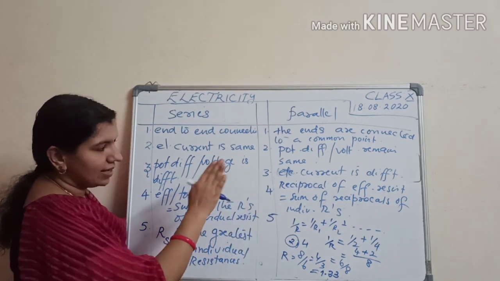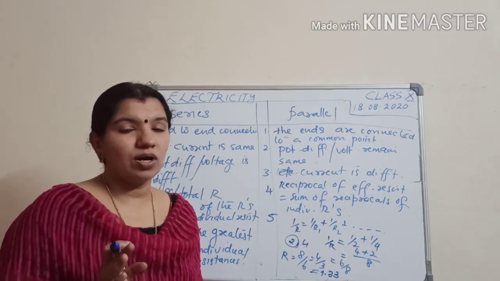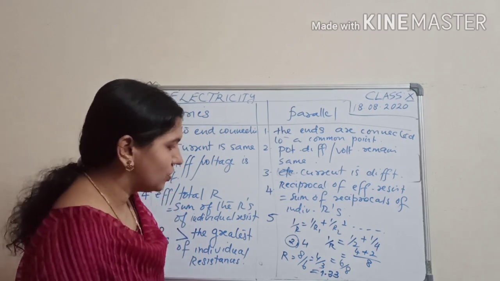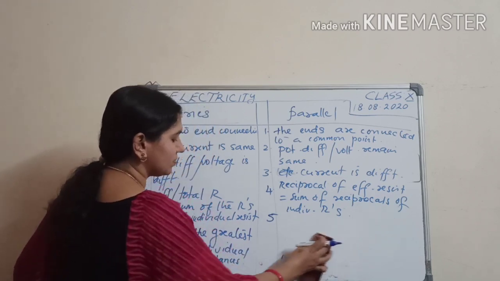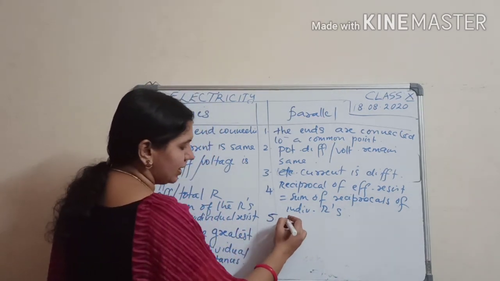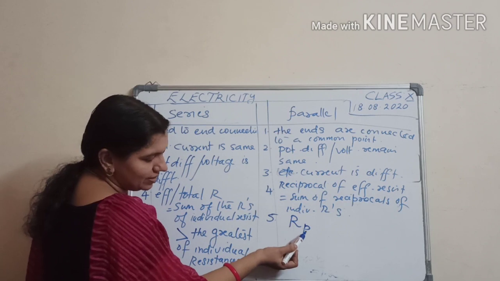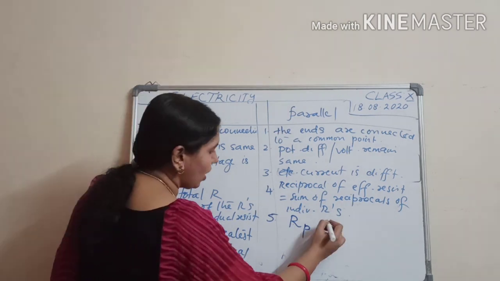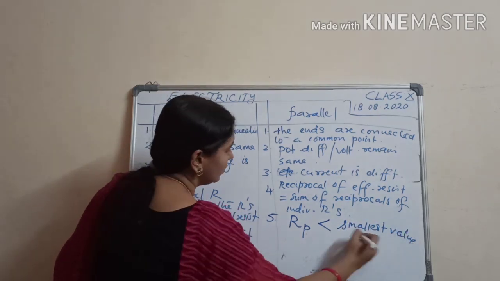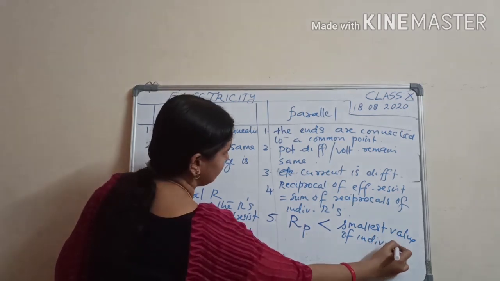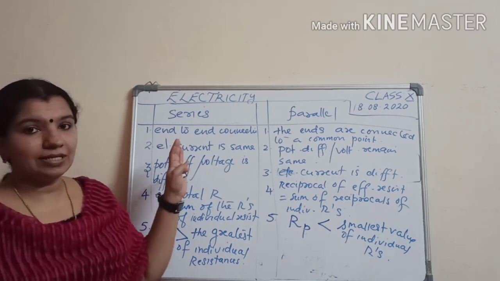That is, always in the case of parallel combination, the effective resistance will be smaller than the smallest of the individual resistances. Okay, so we can write that point also. In the case of parallel combination, just the reverse of series, the effective resistance, that is RP, effective resistance in parallel, RP is always less than the smallest value of the individual resistances. Clear?